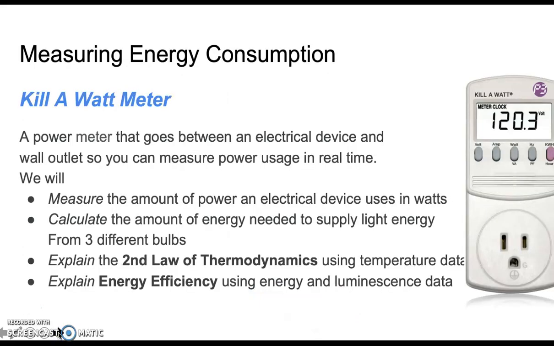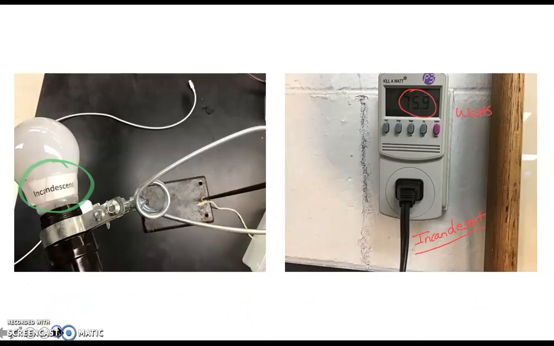In station number 1, we start by using something called a kilowatt meter. It's a power meter in which I can plug my electrical device into the kilowatt meter itself, and then the kilowatt meter gets plugged into the wall. We're going to use data to answer a couple of different questions after we've got all that data collected. So what I did was I measured the amount of wattage for 3 different types of light bulbs to demonstrate the idea of efficiency and the second law of thermodynamics.